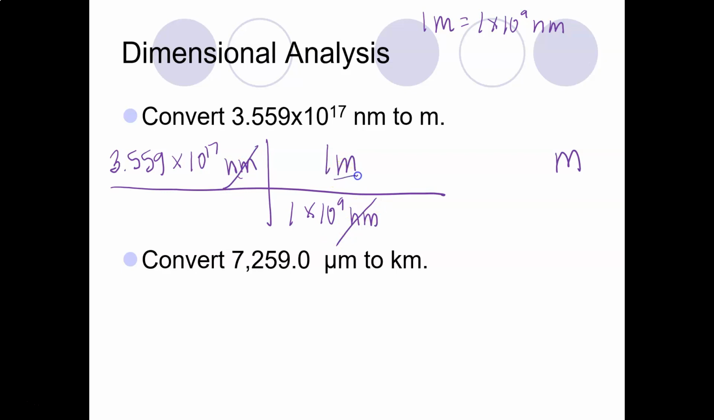The unit that's left is meters. The unit I'm solving for is meters. So it's time for me to grab my calculator. 3.559 times 10 to the 17th divided by 1 times 10 to the 9th.